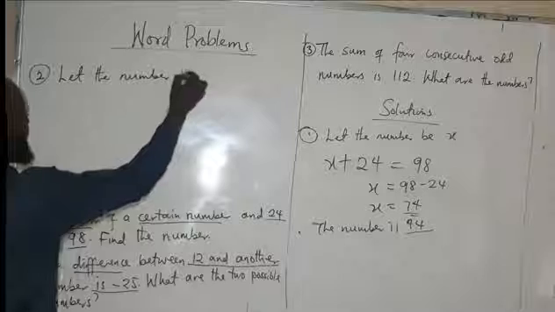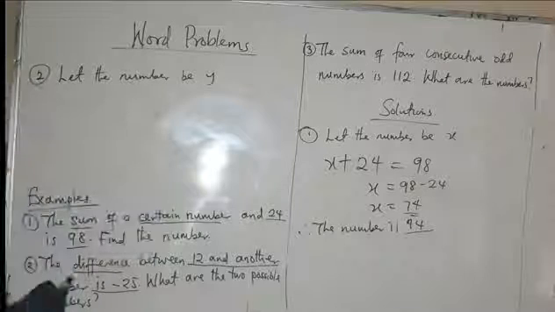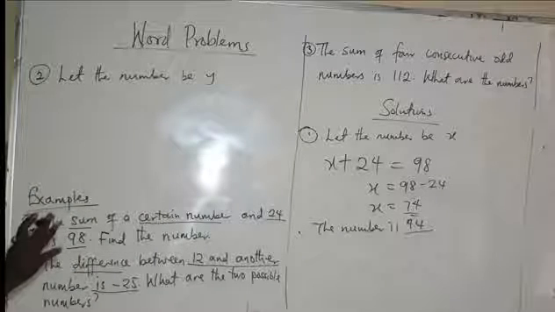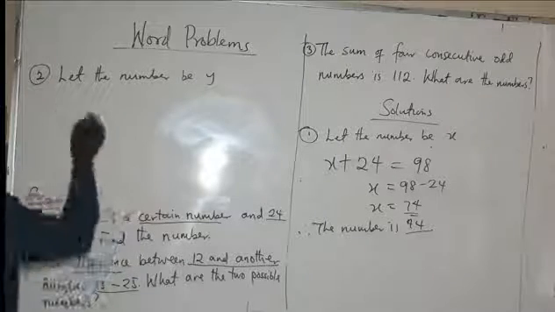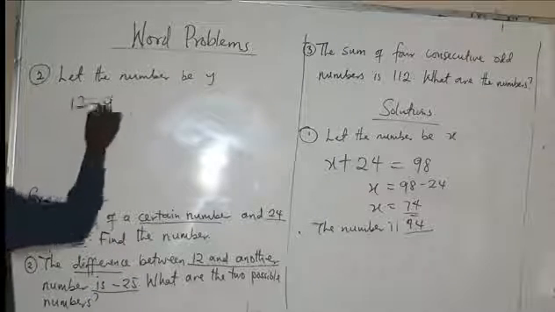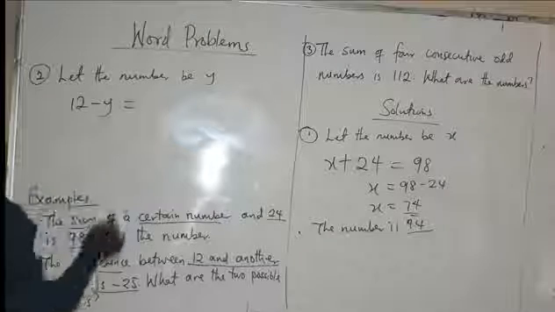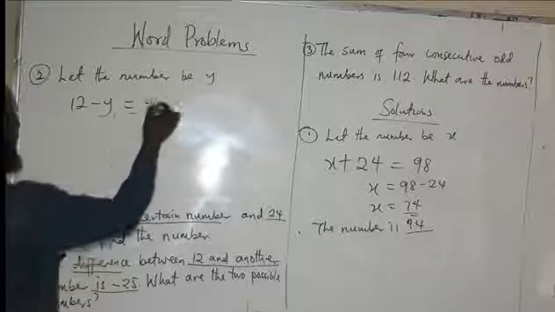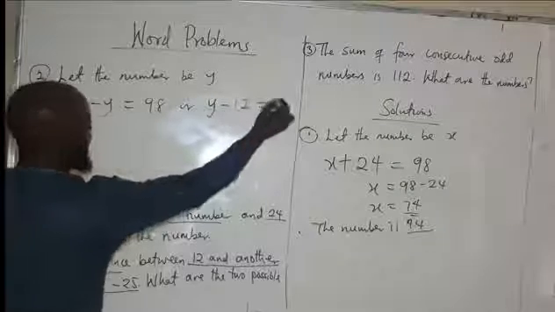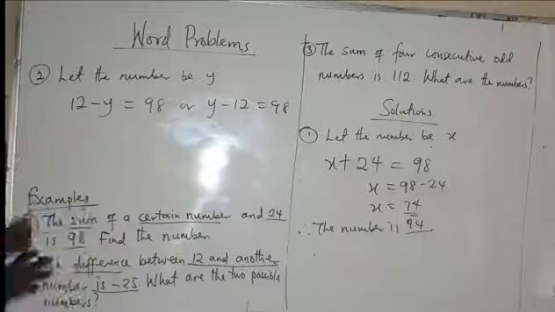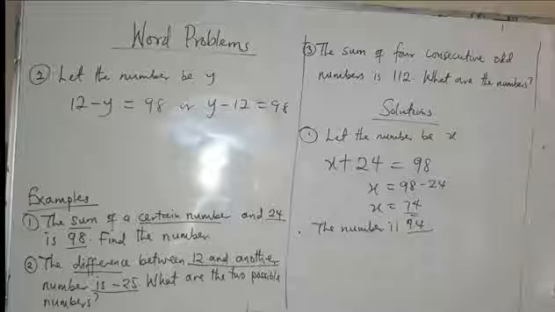Let the number be y. So we're going to have two cases, right? The first case is that the difference between 12 and y, so we can say 12 minus y equals minus 25. Or y minus 12 equals minus 25. Then we solve for both of them. So we're going to have two answers.